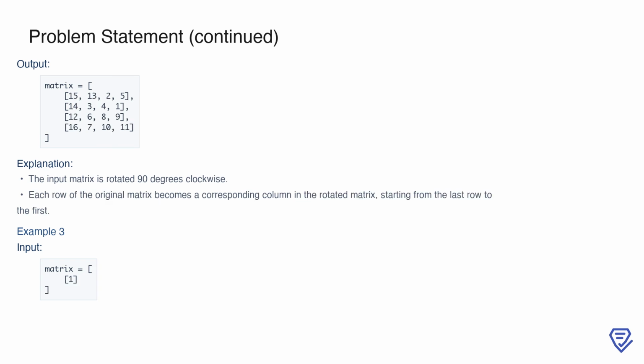Now, consider another example with a larger 4 by 4 matrix. The input matrix contains rows like 5, 1, 9, 11, and 2, 4, 8, 10. After rotating this matrix 90 degrees clockwise, the rows are transformed into columns. For instance, the last row of the original matrix, 15, 14, 12, 16, becomes the first column of the rotated matrix, 15, 13, 2, 5. Similarly, the other rows transform into their corresponding columns in the rotated matrix. This pattern of rows becoming columns is consistent regardless of the matrix size.